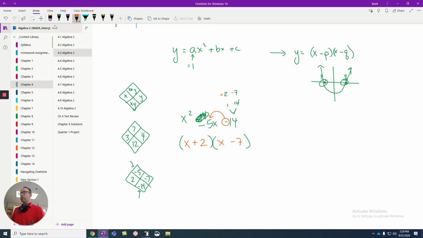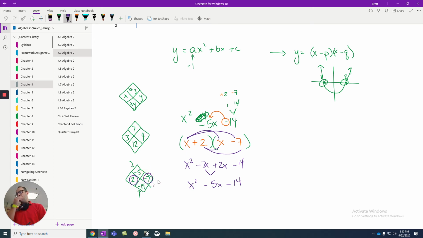Now, if you aren't totally convinced, what we can do is we can actually FOIL these two parentheses together. An x times an x is x squared. An x times a negative 7 is negative 7x. A 2 times an x is a positive 2x. And a 2 times a negative 7 is a negative 14. Combining our like terms, we end up with x squared minus 5x minus 14. So we can see how this diamond problem sort of introduced the idea of finding factors, finding specific factors.